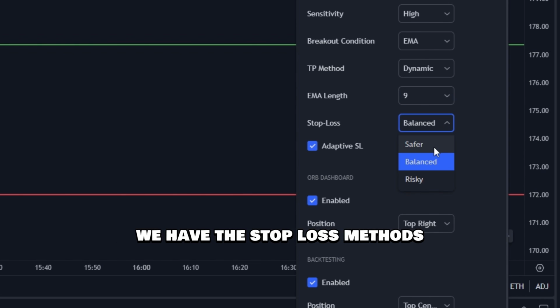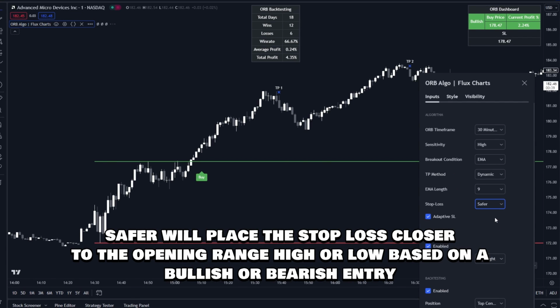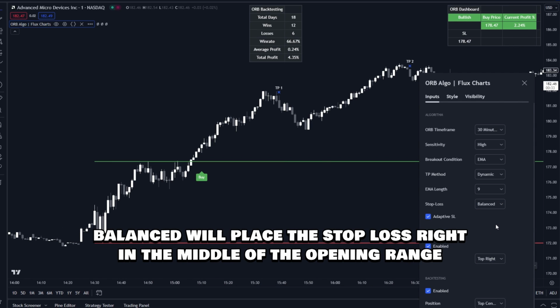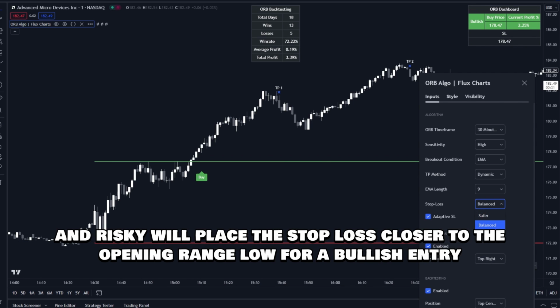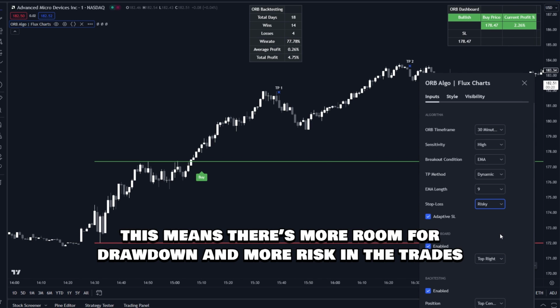Moving on, we have the stop loss methods. You can choose between safer, balanced, and risky. Safer will place the stop loss closer to the opening range high or low based on a bullish or bearish entry. Balanced will place the stop loss right in the middle of the opening range, and risky will place the stop loss closer to the opening range low for a bullish entry, and the stop loss will be a lot closer to the opening range high for a bearish entry. This means there's more room for drawdown and more risk in the trades.